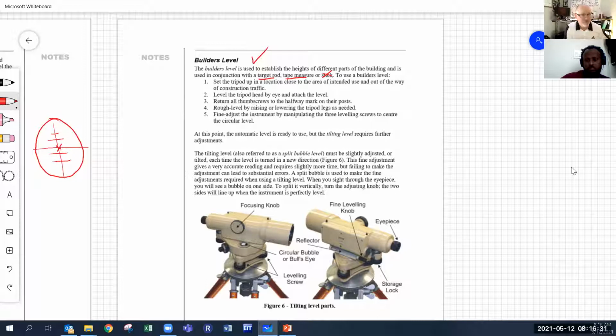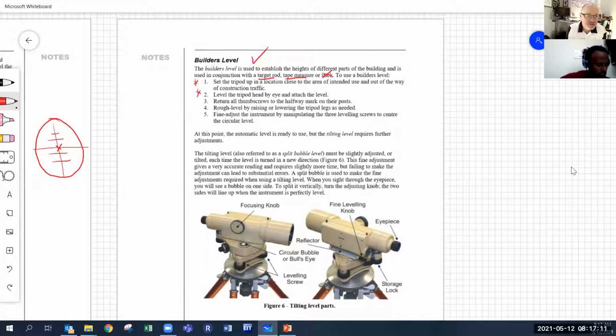First thing you do right here, set the tripod up in a location close to the area of intended use and not in traffic. We will not set up any of our builder's levels on any roadways where cars can, or you can interfere with the flow of traffic. When we are on site at SAIT campus, you must be on sidewalks or other walkways. You are not to be on any roadways at all.